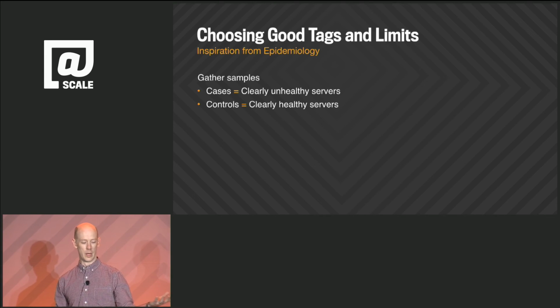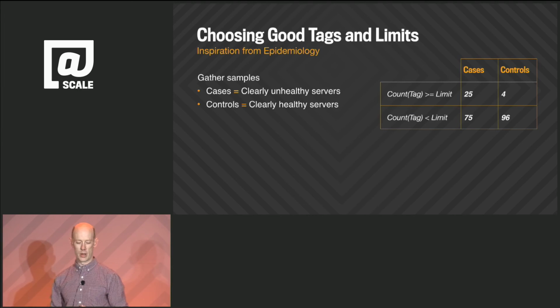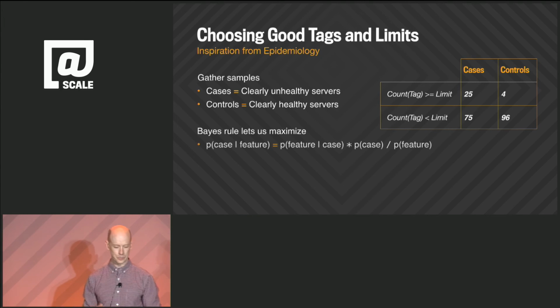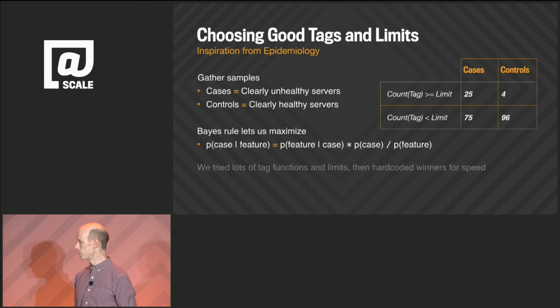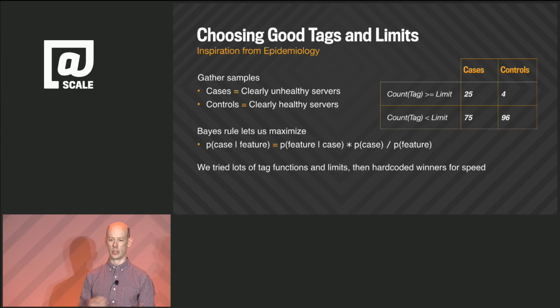We took a bunch of servers that were clearly unhealthy, and then we took a subset of samples from servers that were clearly healthy. For any particular algorithm that computes a tag, you can build a little matrix: how often was the tag over limit and the server was unhealthy versus healthy. If you plug all this into Bayes' rule, you can compute a probability that a particular feature tells you that the server is unhealthy. Now that you have this probability, you can evaluate a bunch of different limits and tag generation algorithms, and pick the right ones. In this case, we chose the ones that had the best impact, and we hard-coded them because we're trying to do this at very high performance.